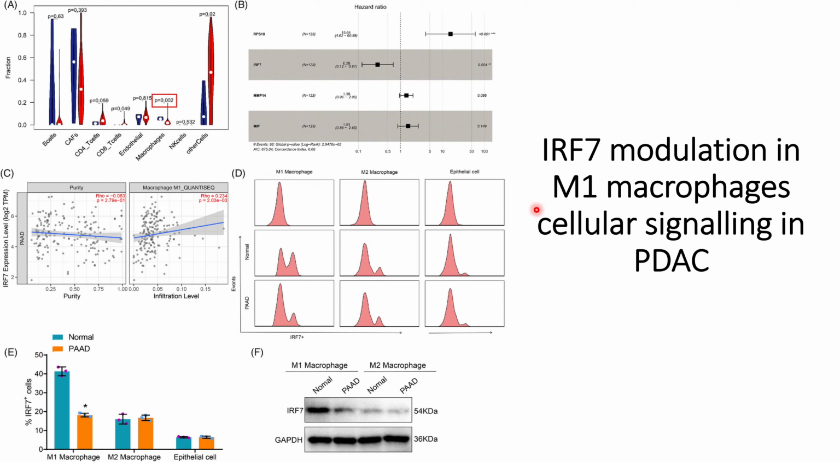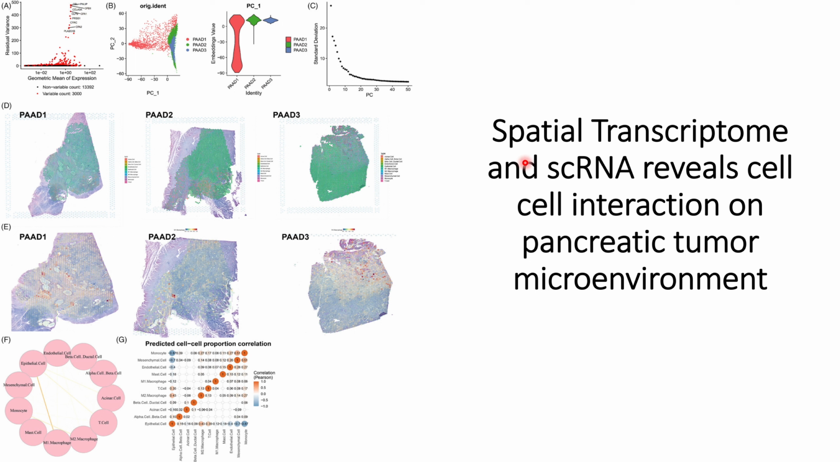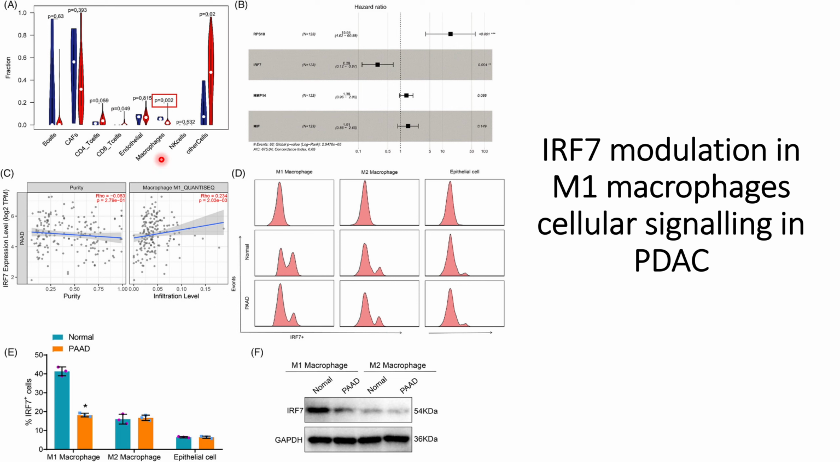In this video, we will discuss the M1 macrophages and pancreatic cancer cells interactions in detail. In the previous video, we understood how spatial transcriptomics and scRNA reveal the cellular interactions surrounding the pancreatic tumor cells, and we found that epithelial cells with the M1 macrophages have the highest interactions compared to the other cells surrounding the pancreatic tumor cells. So in this video we will understand what changes occur within the macrophages that cause their high interactions with the pancreatic tumor cells.